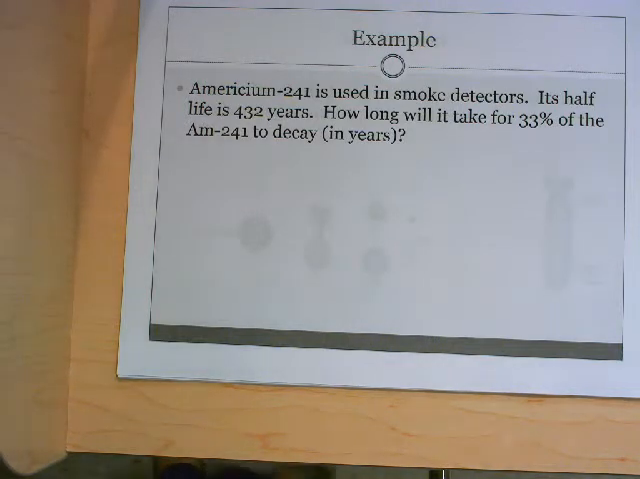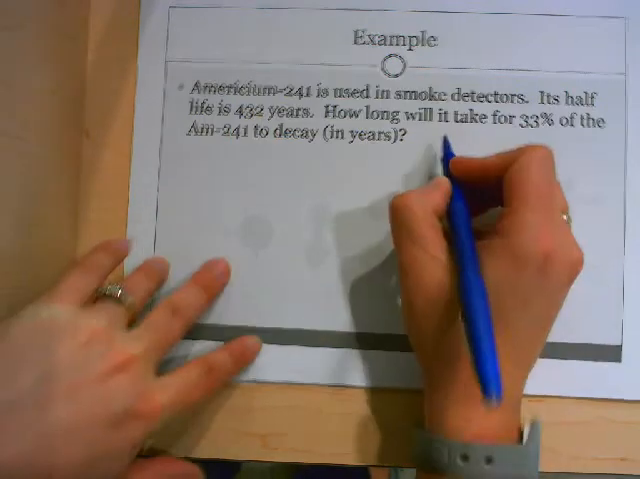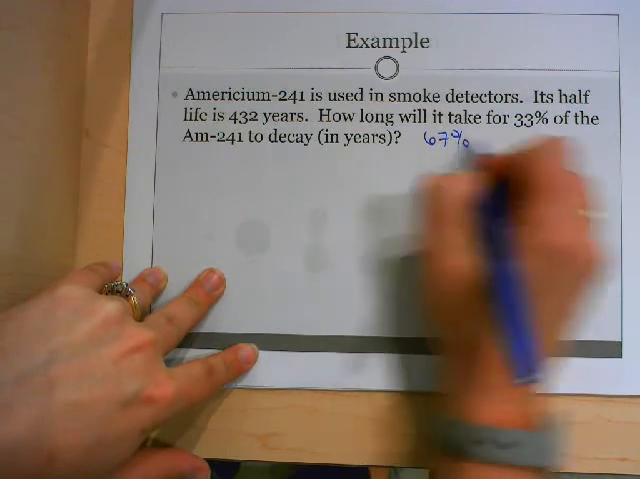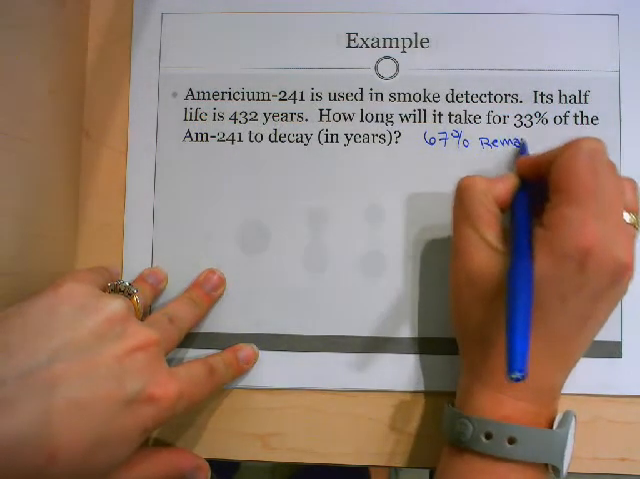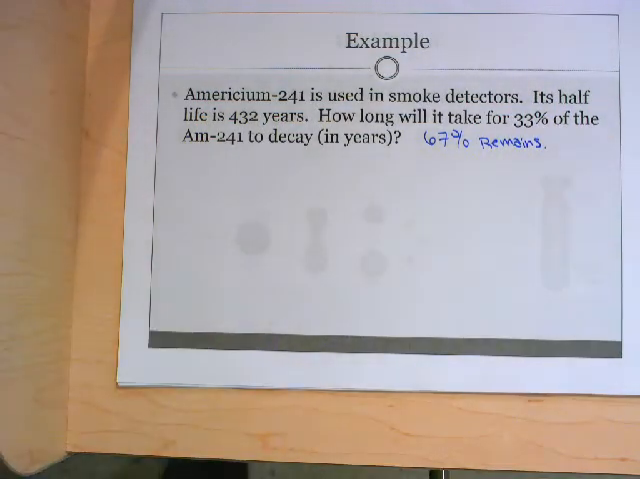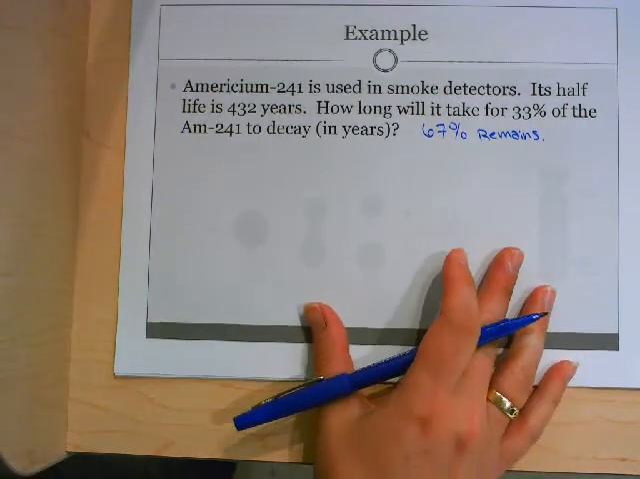So let's think through what it's asking, right? If it's 33% decayed, how much should be remaining? Okay, good. I understand we're getting towards the end of class and everyone's brain is probably fried, so that's why we're doing easy math. Okay.